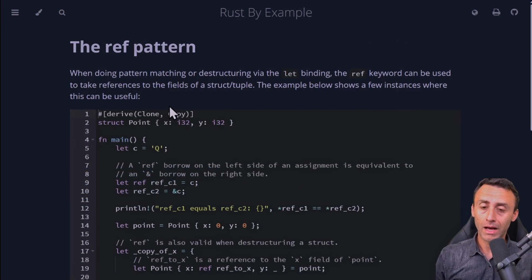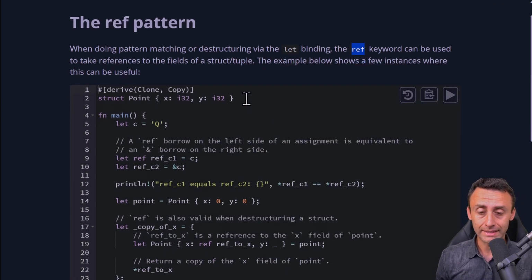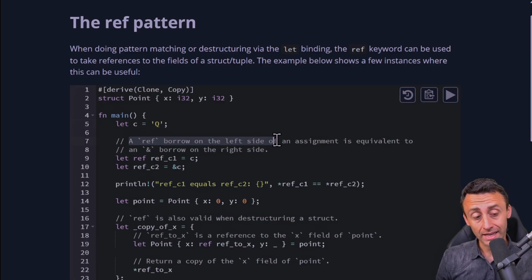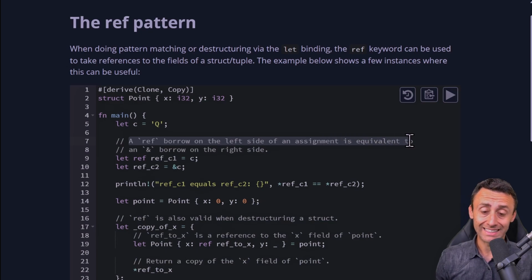Let's talk about the ref pattern. This ref keyword can be used to take references to the fields of a struct or a tuple. Let's see this in action. We have a struct point again. We define a variable c equal to the char q. A ref borrow on the left side of an assignment is the same as an ampersand borrow on the right side. Usually we will probably see this syntax more than this one.